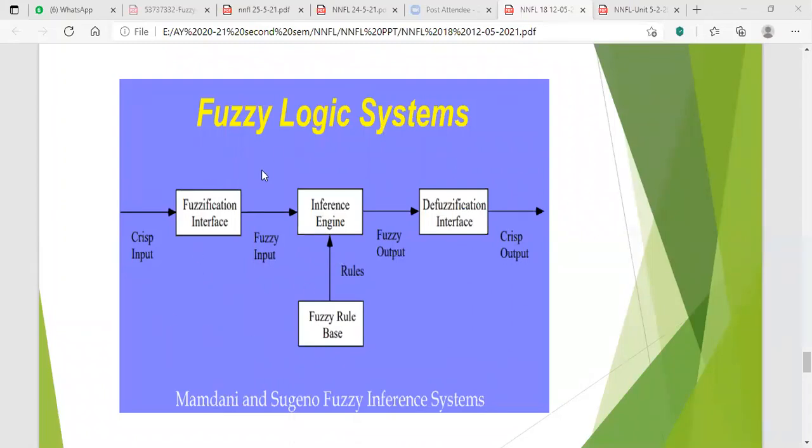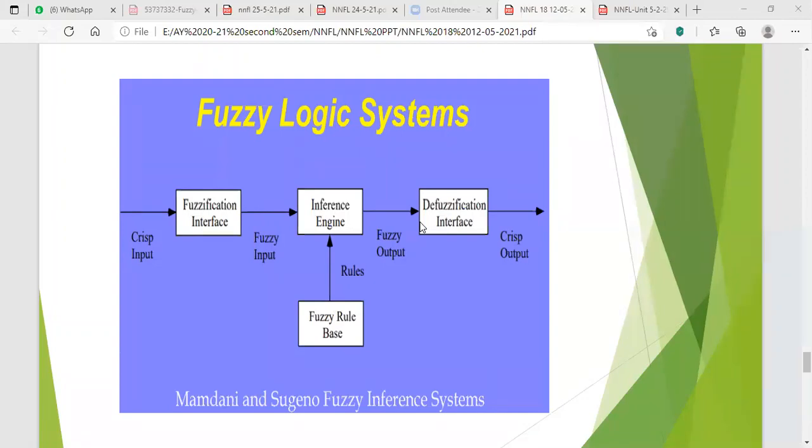So in this fuzzy logic system, you have 4 main components: fuzzification interface, inference engine, defuzzification interface, and fuzzy rule base. In the fuzzy inference system, you have 2 methods: Mamdani fuzzy inference system and Sugeno fuzzy inference system. We have learned these 2 and how the rule base, the antecedents and consequents are written in each case, in our previous classes.